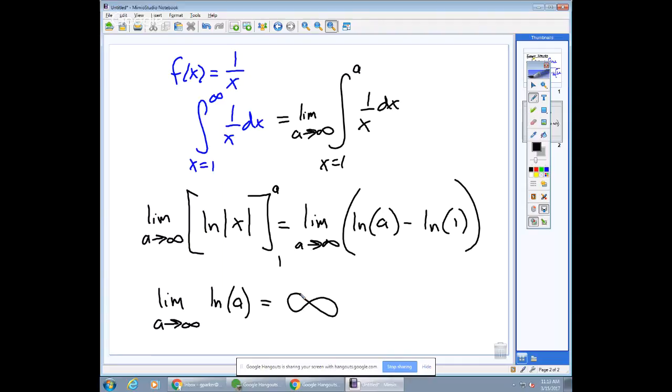I would just go with it for now. Yeah, so what did I find here? I found that this integral right here diverges.